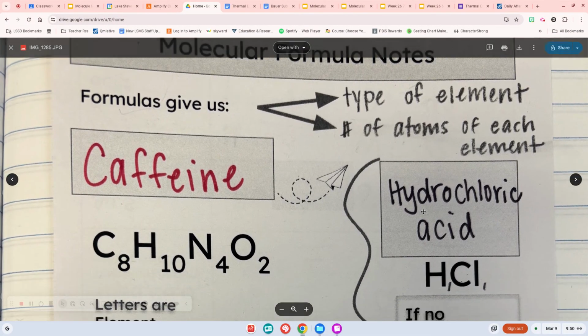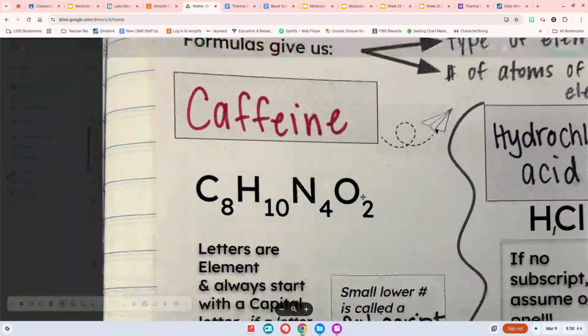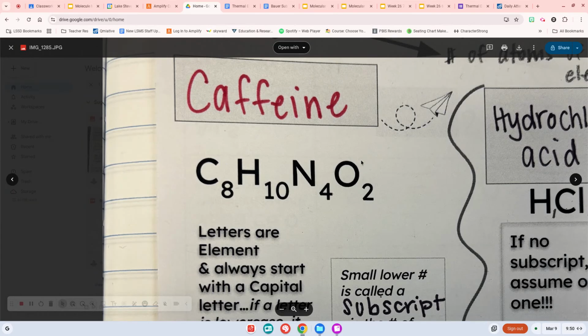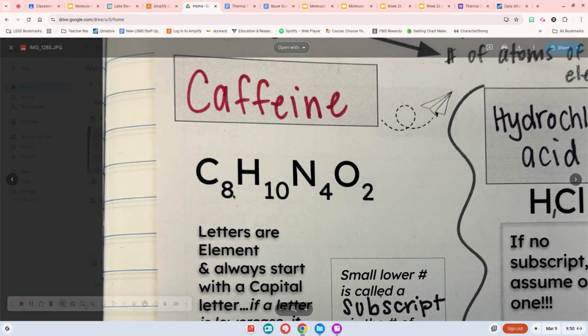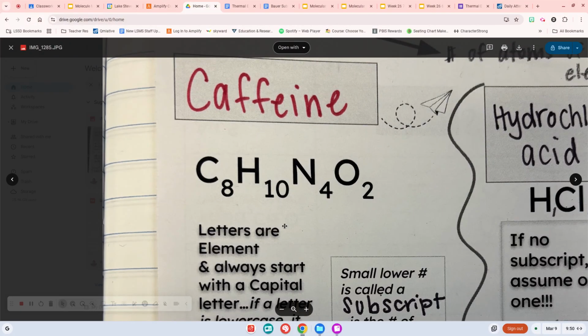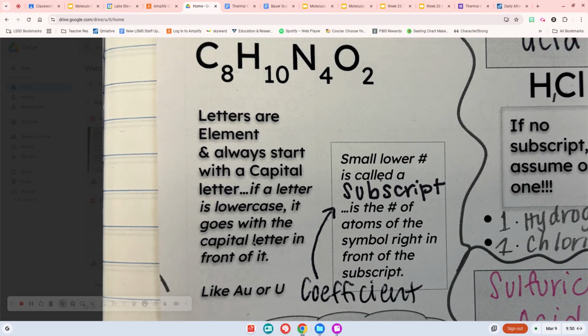So first, let's take a look at caffeine. Let me zoom in over here, and I'm going to scroll down. This is a molecule of caffeine. It's made out of these different elements, and these different elements are found in this certain amount. Letters and elements always start with a capital letter. If a letter is lowercase, it goes with a capital letter in front of it. For instance, Au is gold. It's all one thing, okay? Or U is also an element. If it's a capital, it's its own element symbol.